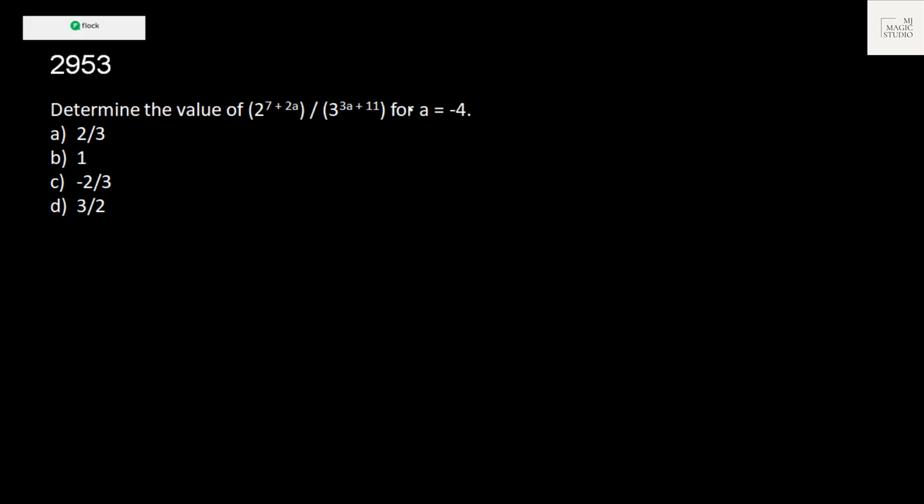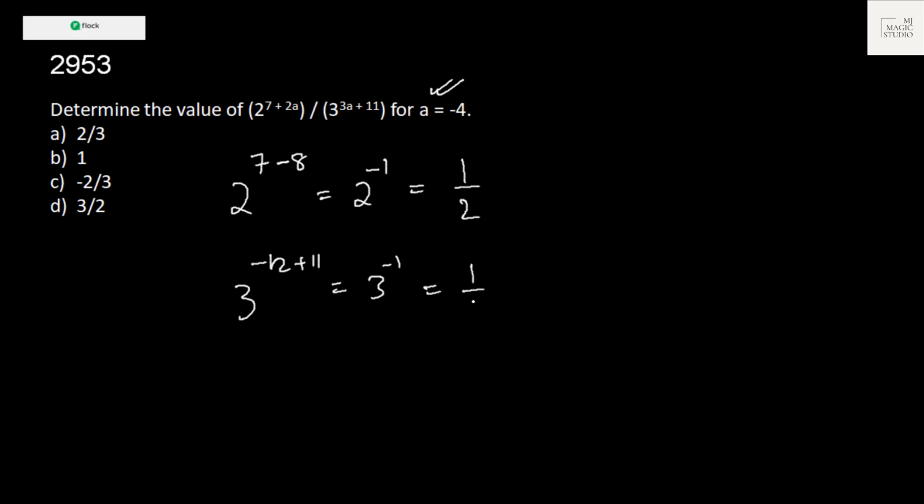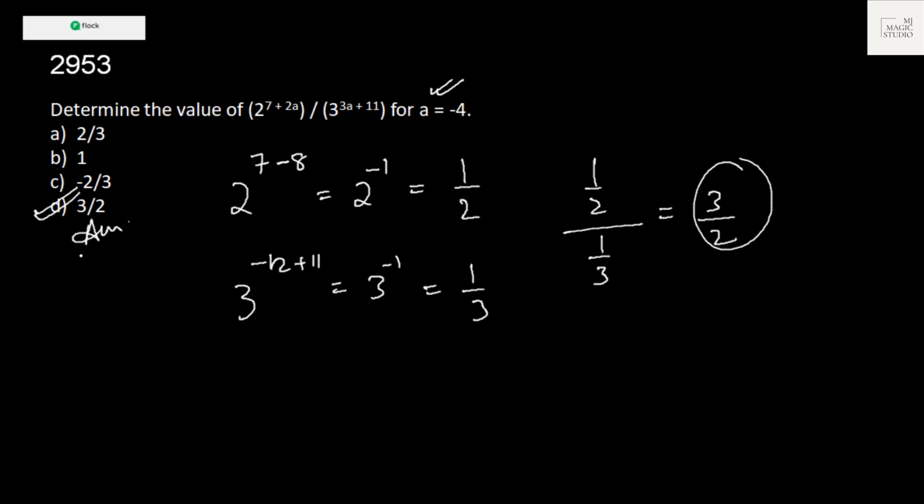Determine the value of where a is minus 4. 2 to the power 7 minus 4 will give minus 8. This is 2 to the power minus 1 or half. Denominator is 3 to the power 3 into minus 4 is minus 12 plus 11. That is 3 to the power minus 1, that is 1 by 3. So half divided by 1 by 3 is 3 by 2. Option D is the pick.